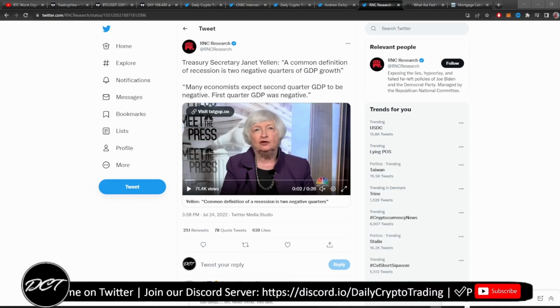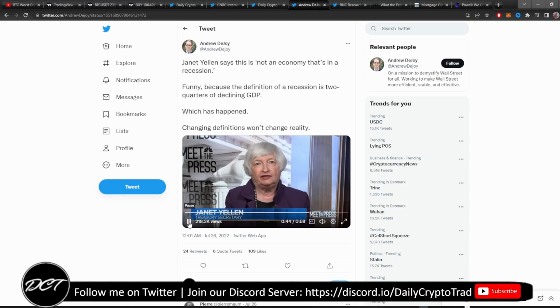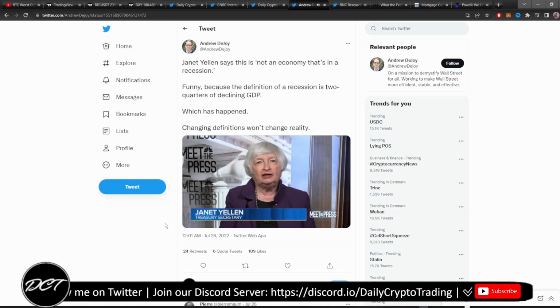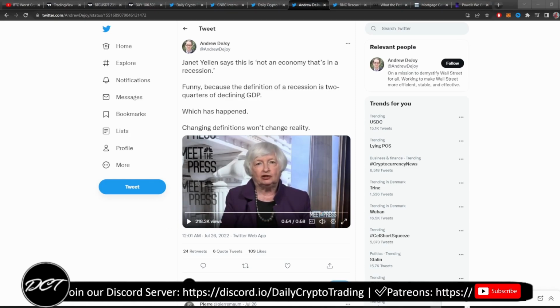Treasury Secretary Janet Yellen, and I quote, said a common definition of a recession is two negative quarters of GDP growth, and I agree with it because that is the definition of a recession. But suddenly she changed her tone: "This is not an economy that's in recession, but we're in a period of transition." We are in a period of transition, and I quote from Janet Yellen, Treasury Secretary.